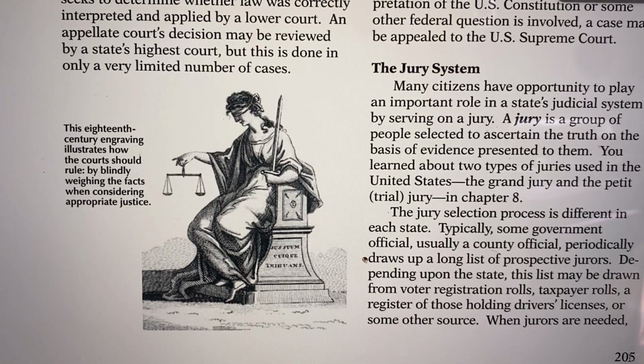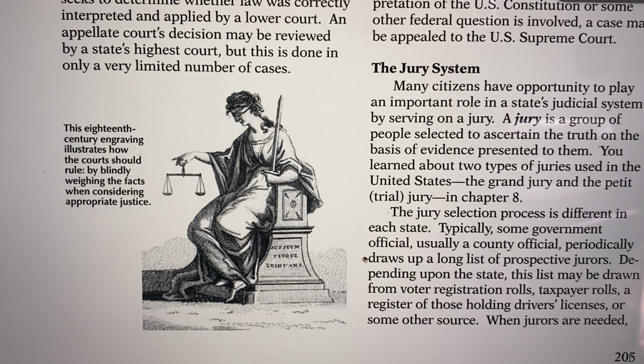The last thing I want to talk about really quick is the jury system, because you might have to be on a jury someday. Here's a picture. It says, the 18th century engraving illustrates how the court should rule by blindly weighing the facts when considering the appropriate justice. This is very important. It gives a citizen an opportunity to see how the government works by being on a jury.